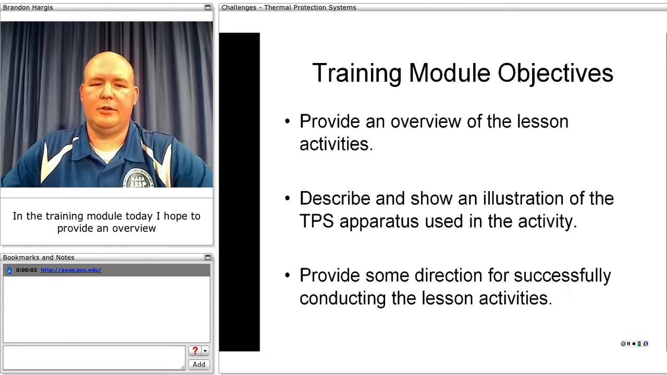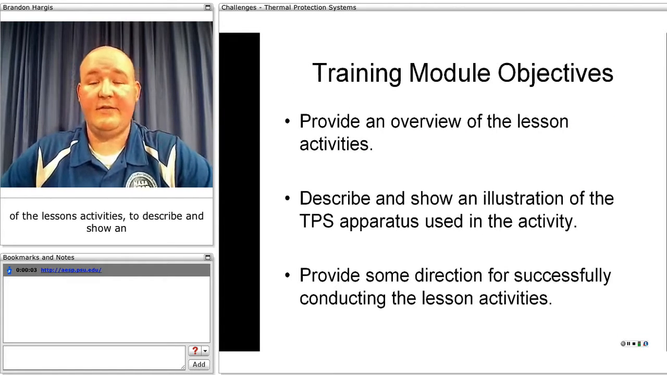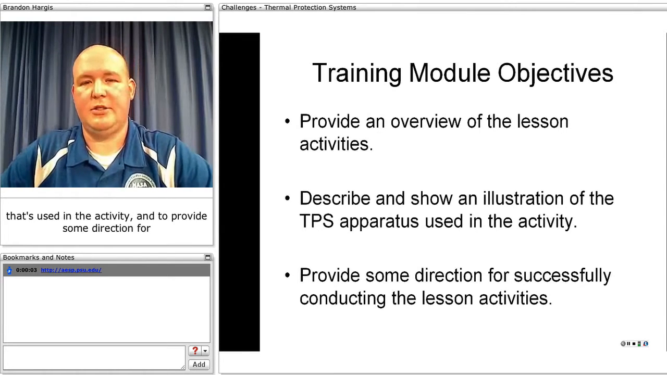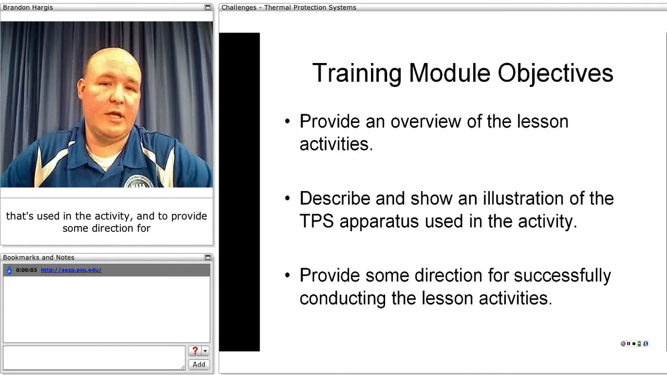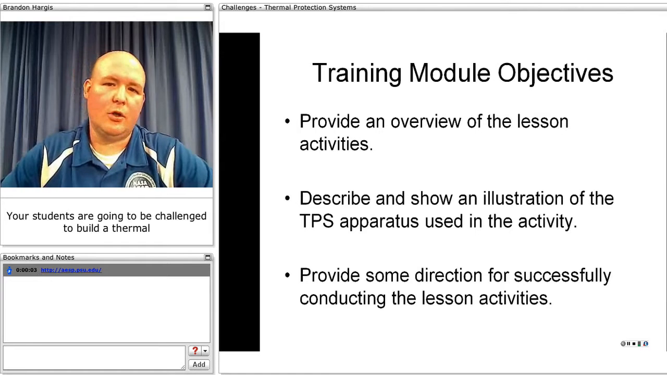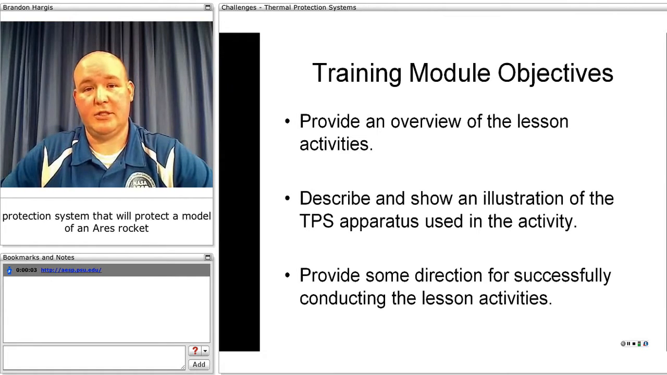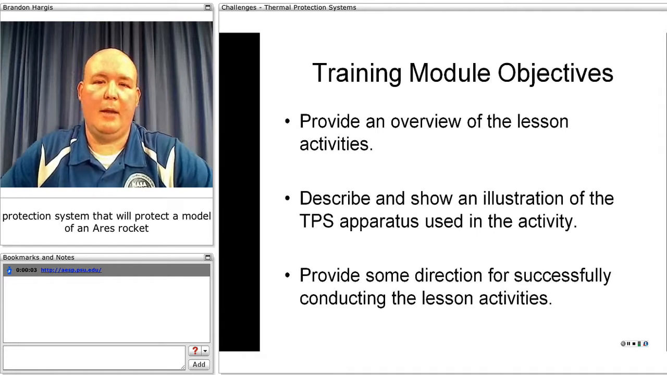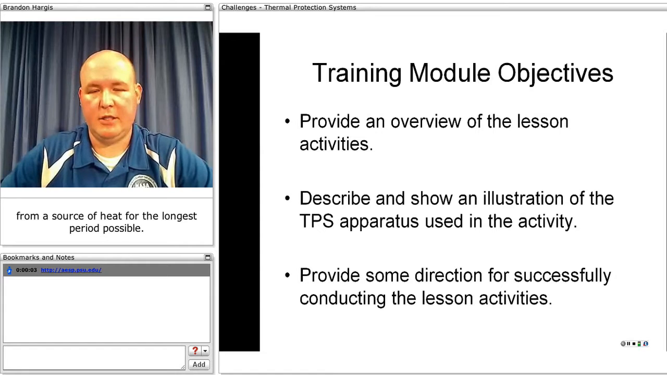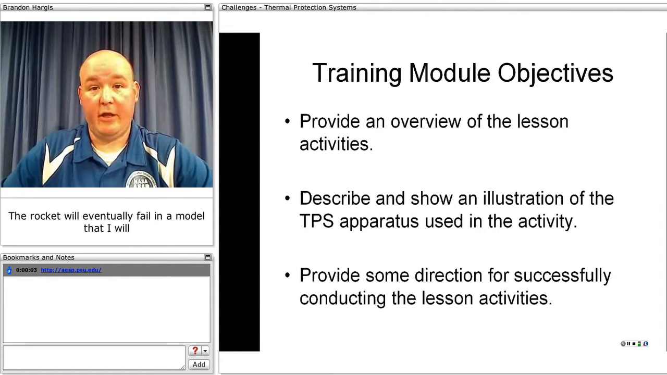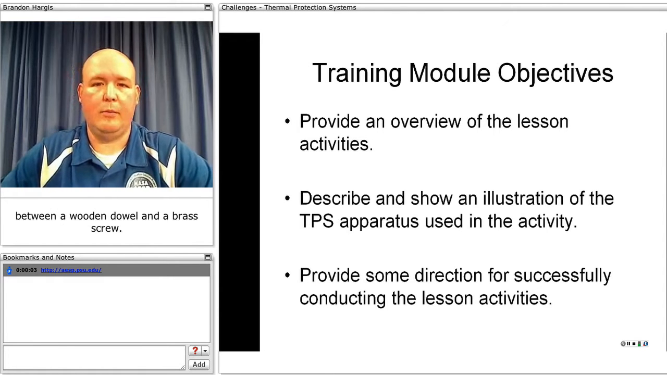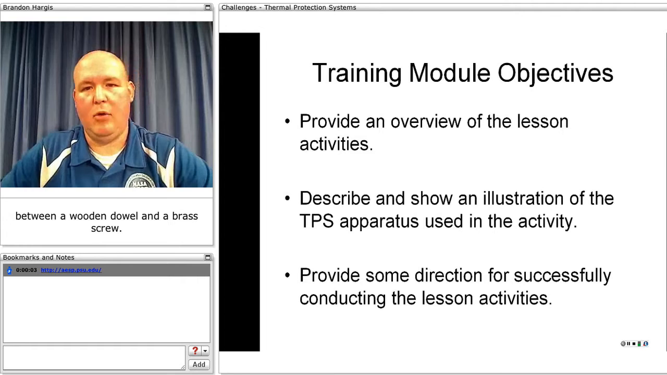In the training module today, I hope to provide an overview of the lesson's activities, to describe and show an illustration of the thermal protection systems apparatus that's used in the activity, and to provide some direction for successfully conducting the lesson's activities themselves. Your students are going to be challenged to build a thermal protection system that will protect a model of an Ares rocket from a source of heat for the longest period possible. The rocket will eventually fail, and a model that I'll show you in a few moments will fail in the glue joint between a wooden dowel and a brass screw.